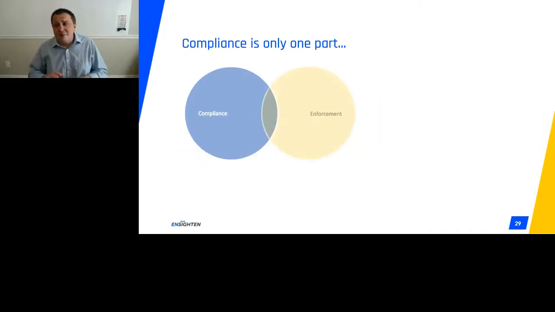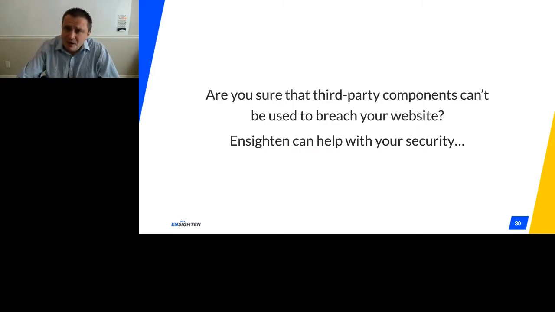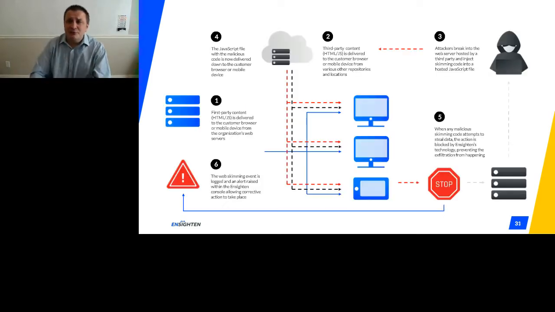And as we've said, compliance is only part of the solution, and really it's weak without the enforcement side as well. Blocking or accepting that choice on your website is one thing, but you need to enforce that choice on the third and fourth and fifth parties that you make use of downstream. And then from a security perspective, are you sure that the third-party components that you use can't be used to breach your website? And again, Insighten can help you with this.